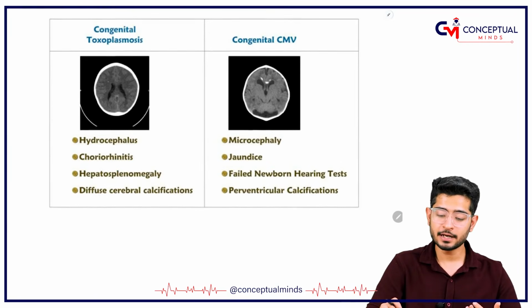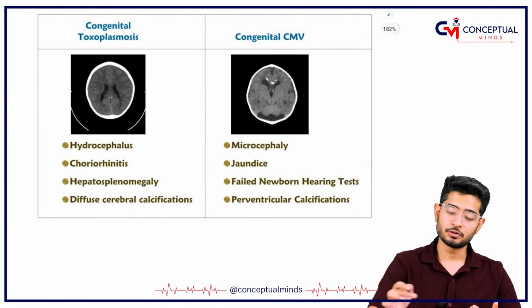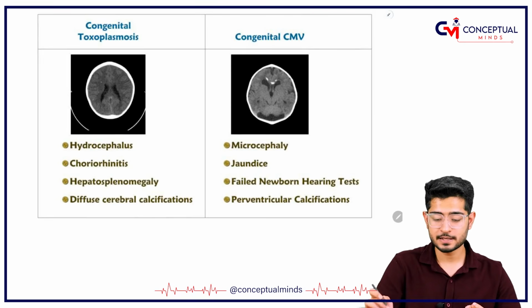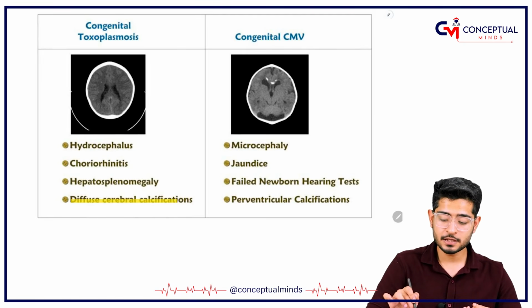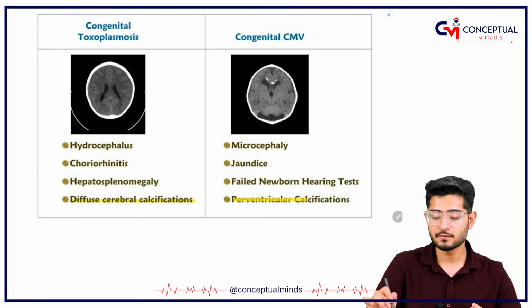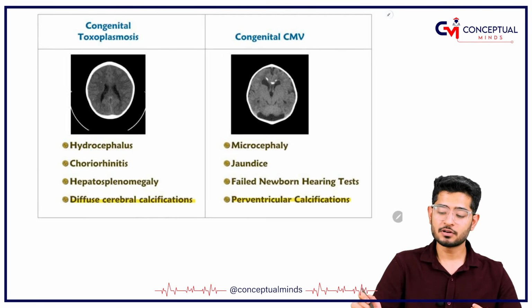Okay, then after that, of course I have told you the difference between congenital toxoplasmosis, it's going to have the diffuse cerebral calcifications. In congenital CMV, it's just a periventricular calcification. Okay, now remember, periventricular calcification is going to be there in CMV.